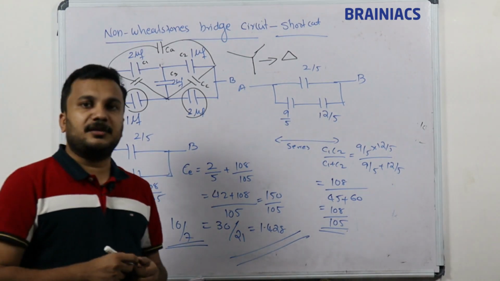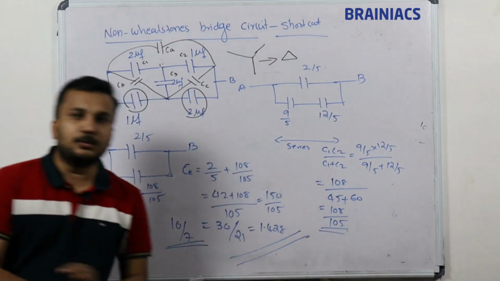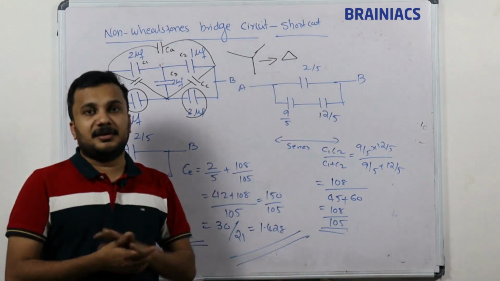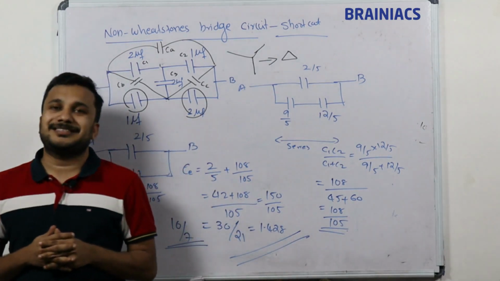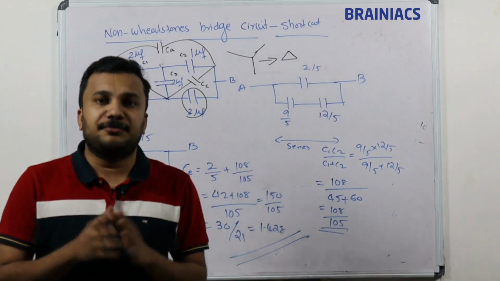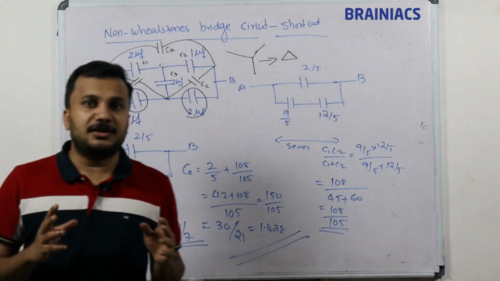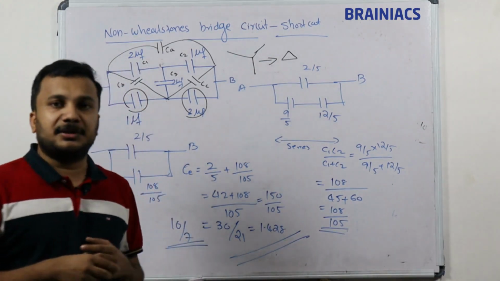Either you can do it with Kirchhoff's voltage law, that is up to you. And this is an example of the star to delta method we used to solve a non-Wheatstone bridge circuit. Whichever is comfortable, try to learn that. My recommendation is to learn both, because it depends upon certain questions.